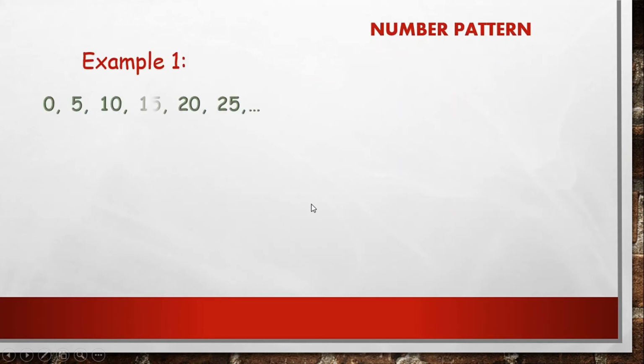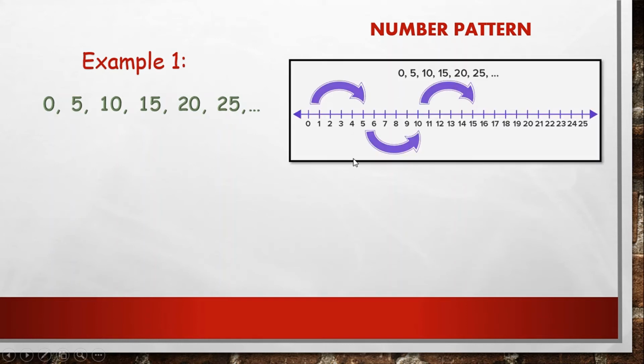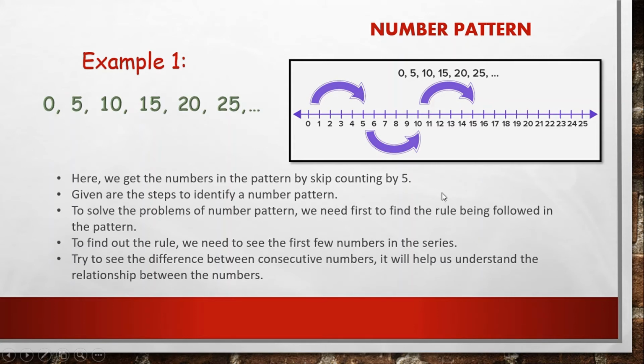Example 1. We got here number 0, 5, 10, 15, 20, and 25. So, when we make a number line here, we know that 0 to 5, 5 to 10, 10 to 15, and so on. Here, we get the numbers in the pattern by skip counting by 5.